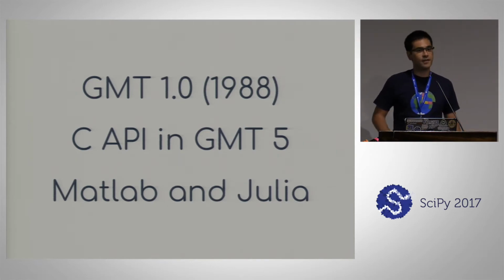In GMT 5, they introduced a C API, which their command line programs use. And this was done with the intention of building other APIs on top of it, building wrappers for GMT in other languages. And this was started with the MATLAB wrapper using the MEX MATLAB C interface. And there's also a Julia wrapper done by Joaquim, who is one of the main developers. His code is on GitHub.